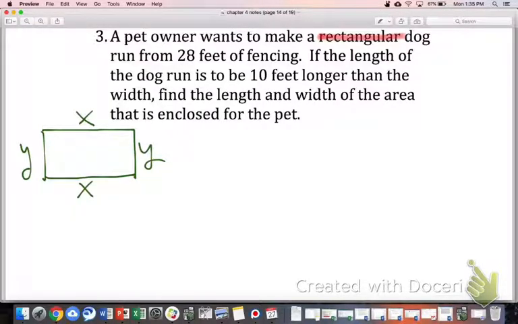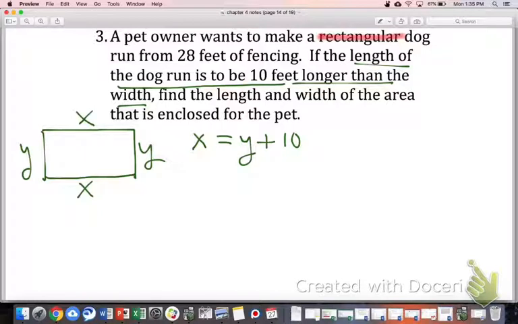A lot of folks, as I was walking around, were trying to substitute right away under the picture. I'm just going to say I have 2 sides of X and 2 sides of Y, and that's it. I know that the length is to be 10 feet longer than the width. So I'm going to say that X is equal to Y plus 10. The length is 10 more than the width, so X equals Y plus 10.